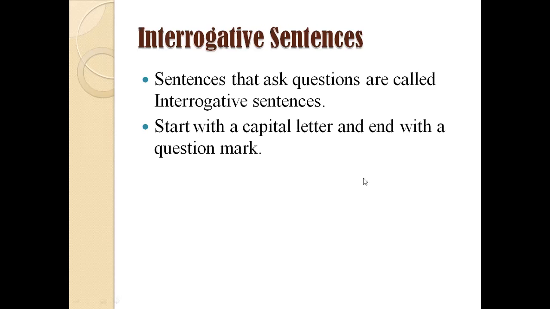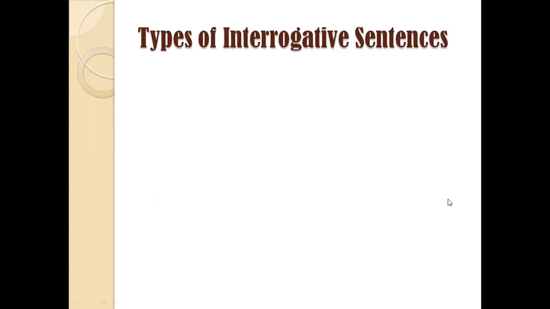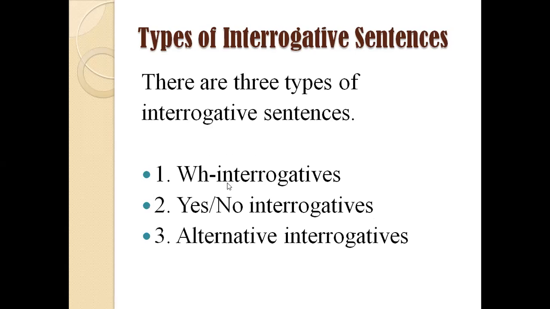Okay, here are some examples. Who kept you waiting? Why haven't they arrived yet? How are you doing? These are some of the examples. Now, interrogative sentences are of 3 types. Okay, which are those 3 types? The first one is called WH interrogatives, and the second is yes or no interrogatives, and the third is alternative interrogatives. Okay, these are the 3 types of interrogative sentences.